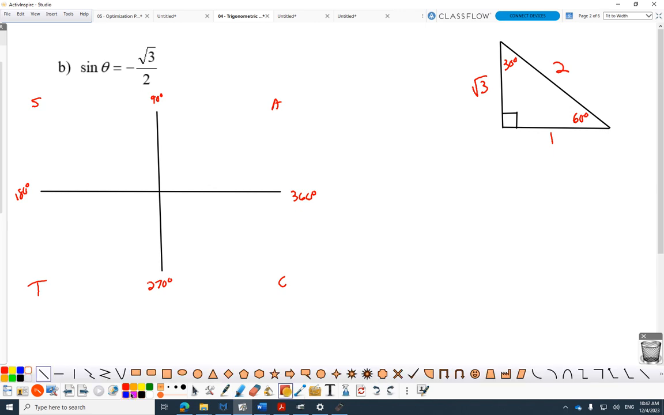Big moment. If it's negative root 3 over 2, can it be in this quadrant? No. Everything's positive in that quadrant. Sine is not negative in that quadrant. Can it be in the sine positive quadrant? No. It's got to be in the sine negative quadrant. Ah, it must be in this quadrant. Take your question, drop it in your holster, get ready to go.